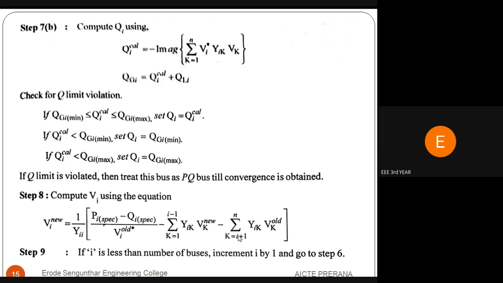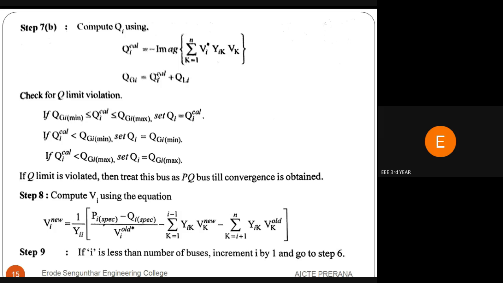For the Q value, we know the formula: QI calculated equals minus imaginary part of summation K equal to 1 to N of VI conjugate YIK VK. By this, we have to find out the value of QI calculated, whether it is coming within the limit or not. After calculating it, we have to substitute it here. That is QG. QGI is equal to QI calculated plus QLI. Check for the Q limit value.